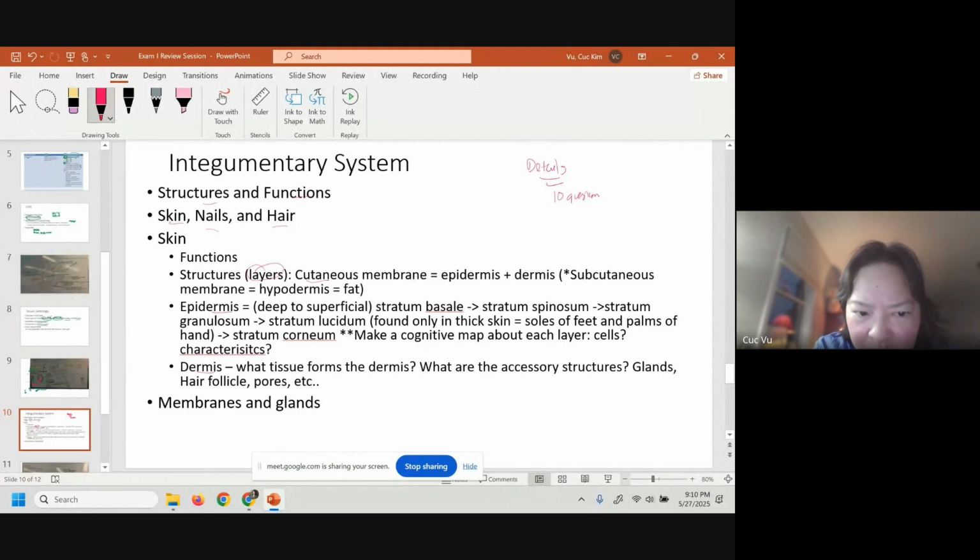I don't think I put the subcutaneous. Oh, I know why. Because skin only includes the cutaneous membrane. That's epidermis and dermis. But then below the skin, you'll find the subcutaneous membrane, and that's where you find the hypodermis and the fat. Also, make sure you know the membranes and the glands.